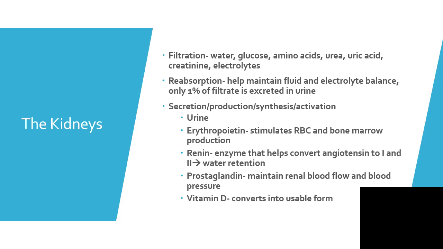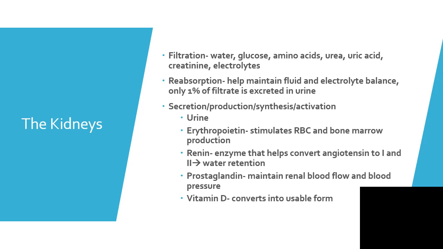The intricate kidneys have a big job. They do filtration of water, glucose, amino acids, urea, uric acid, creatinine, and electrolytes. They also are involved in reabsorption. They help maintain fluid and electrolyte balance. Only 1% of filtrate is excreted in urine.